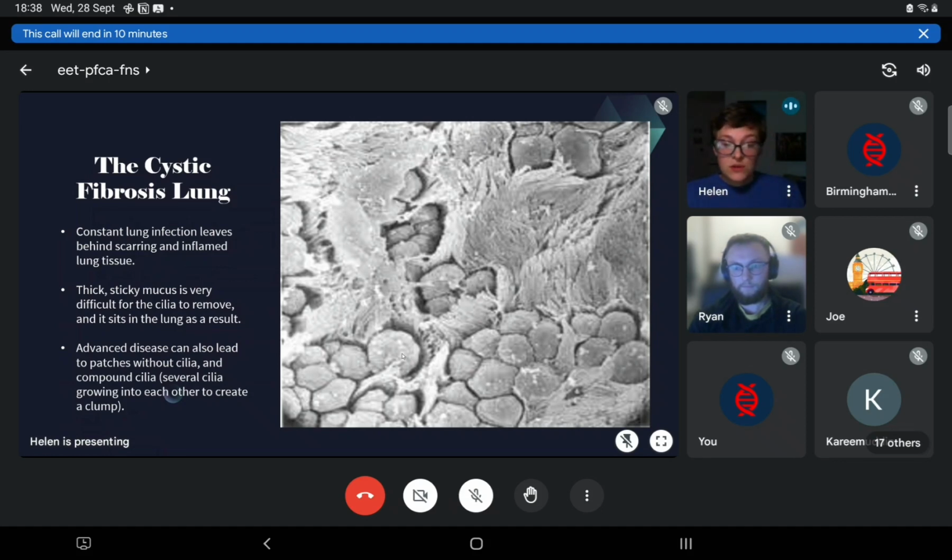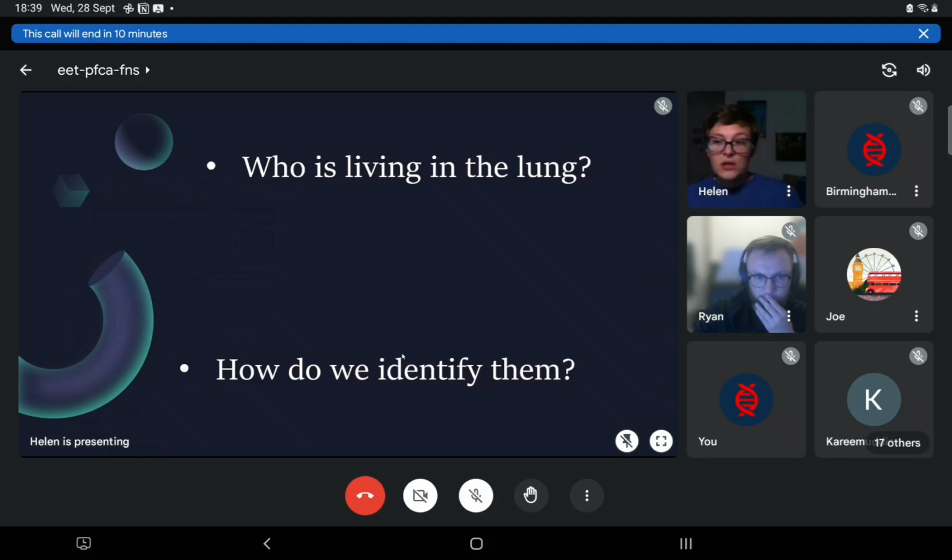And of course, this can also lead to something called a compound cilia, which is where several of them grow into a clump and then they can't move at all, which also contributes towards not being able to clear the lungs out. So the questions we need to ask are, who is living there in the lung in this thick mucus, and how do we identify them?